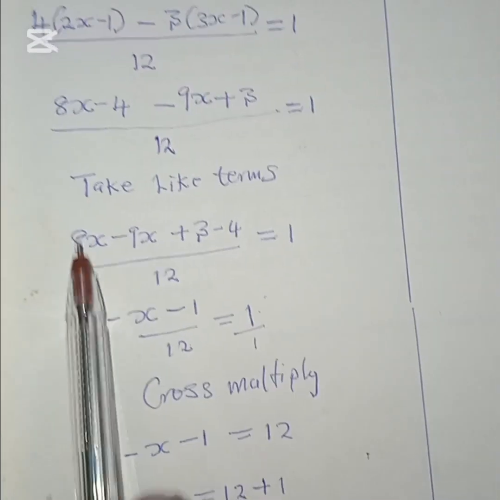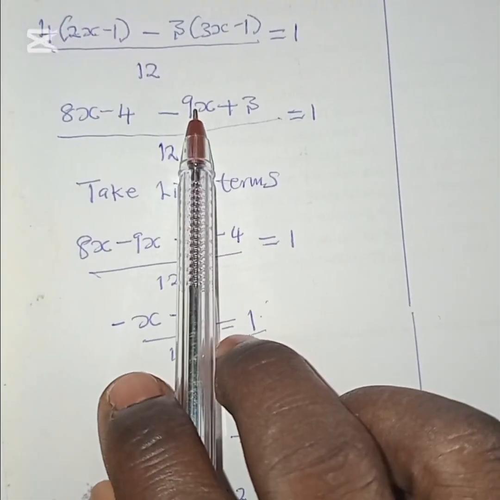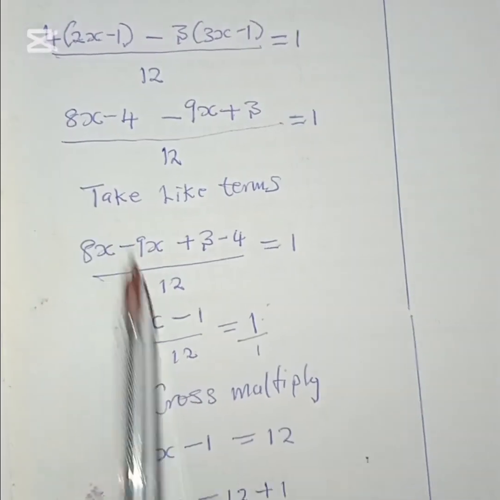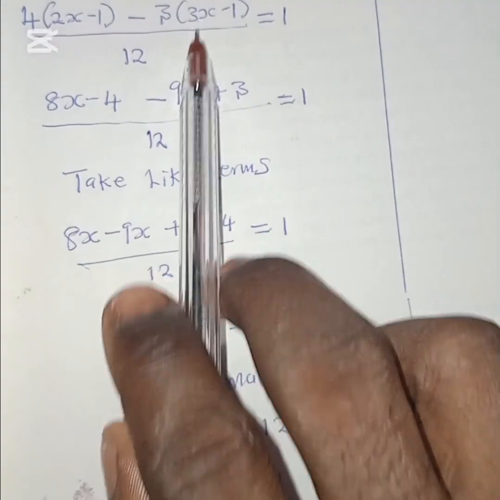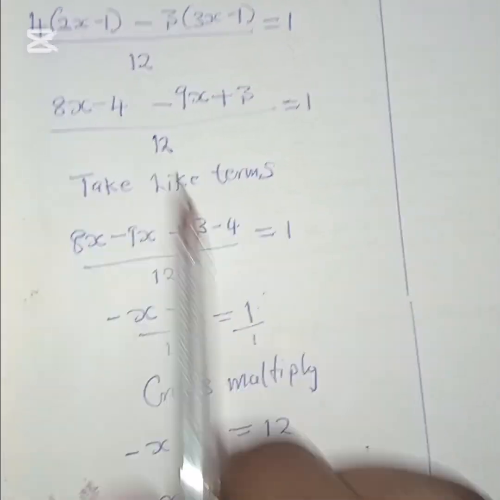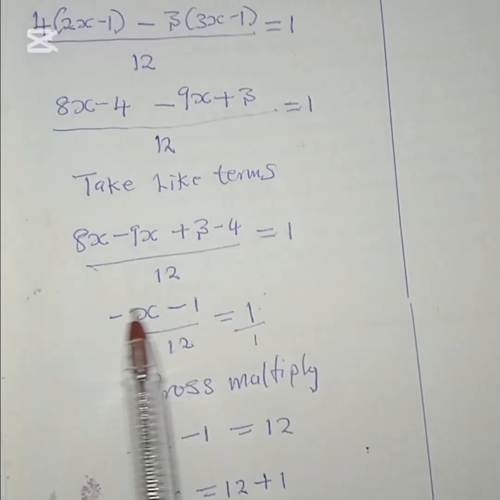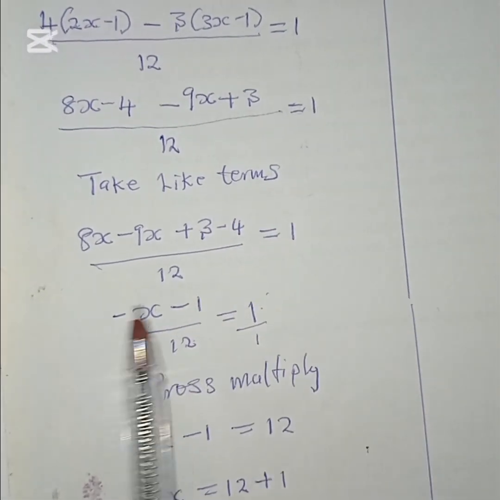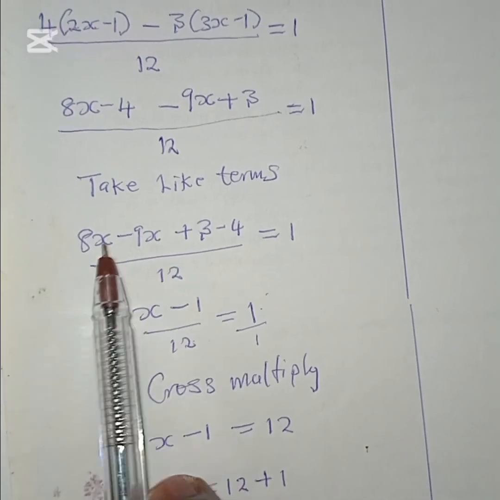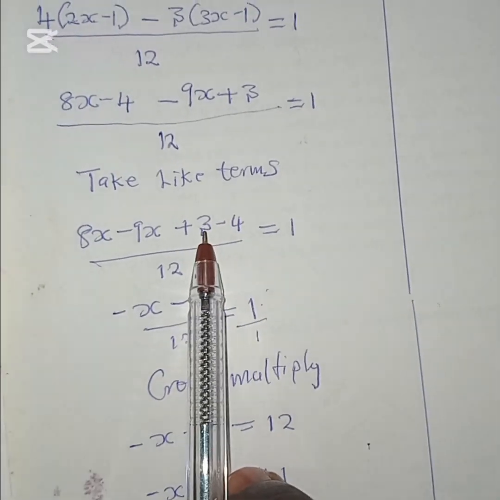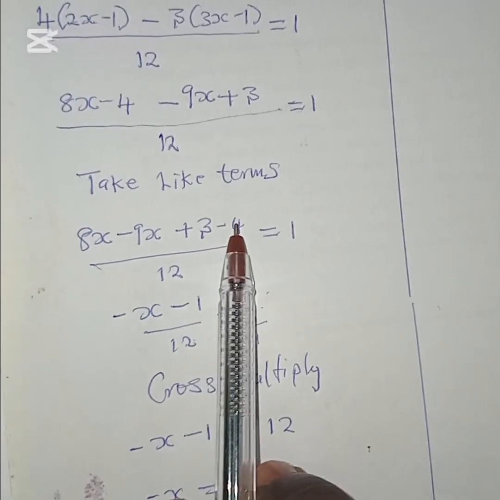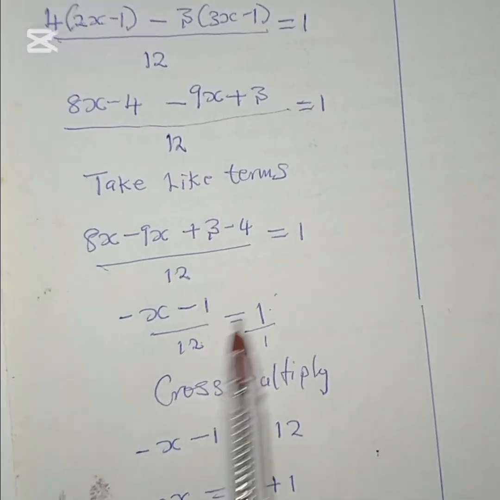So bring 9x close to 8x, you have 8x minus 9x. Then this is 3, then it will become 3 minus 4 all over 12 is equals to 1. So 8x minus 9x will give you minus x. Now 3 minus 4 will give you minus 1 all over 12 is equals to 1.